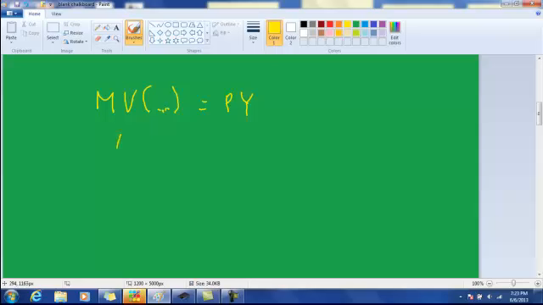To turn it into an aggregate demand curve, let's do MV, I'm going to divide both sides by P, equals Y. And remember, Y is the same as GDP. So now we have an aggregate demand curve. But here's the weird thing. If we put the price level as our main focus, then aggregate demand is downward sloping. That is, as the price level goes up, aggregate demand goes down.